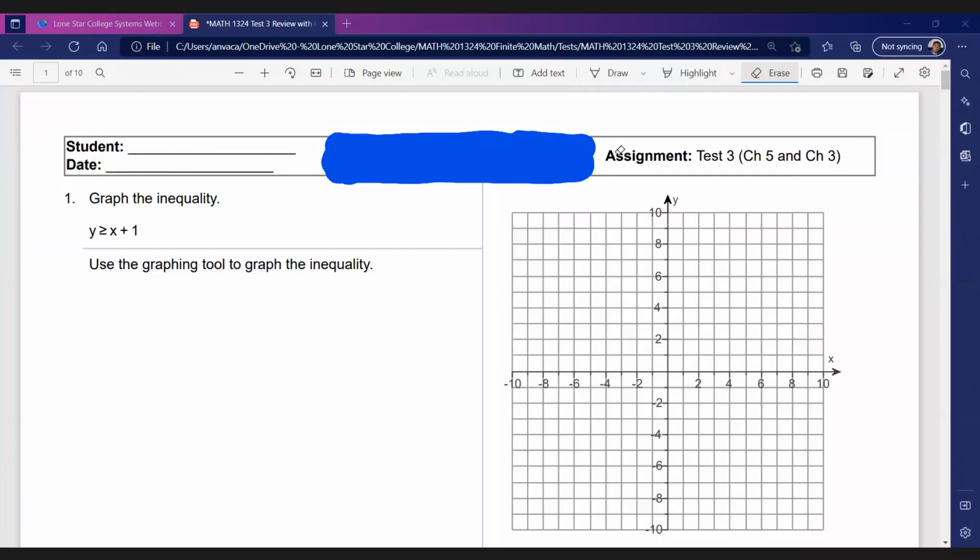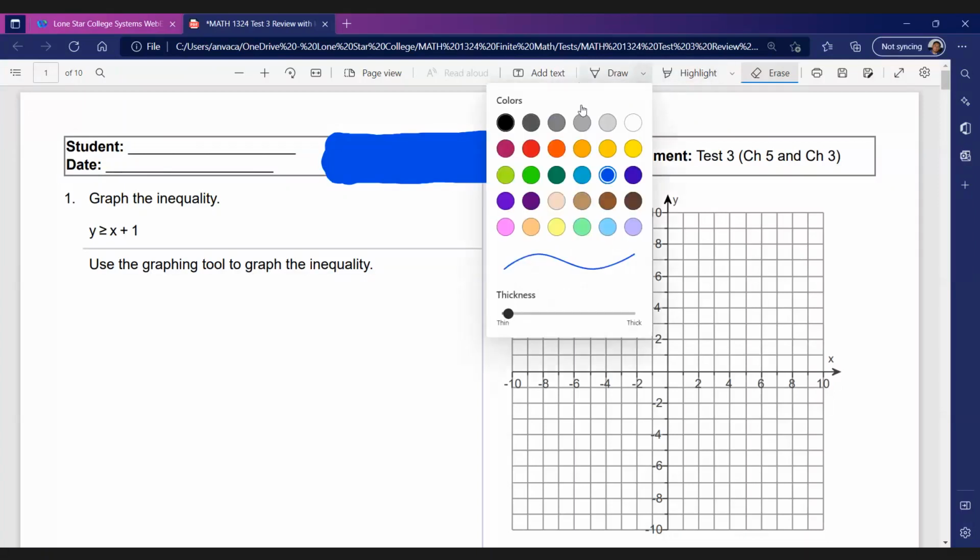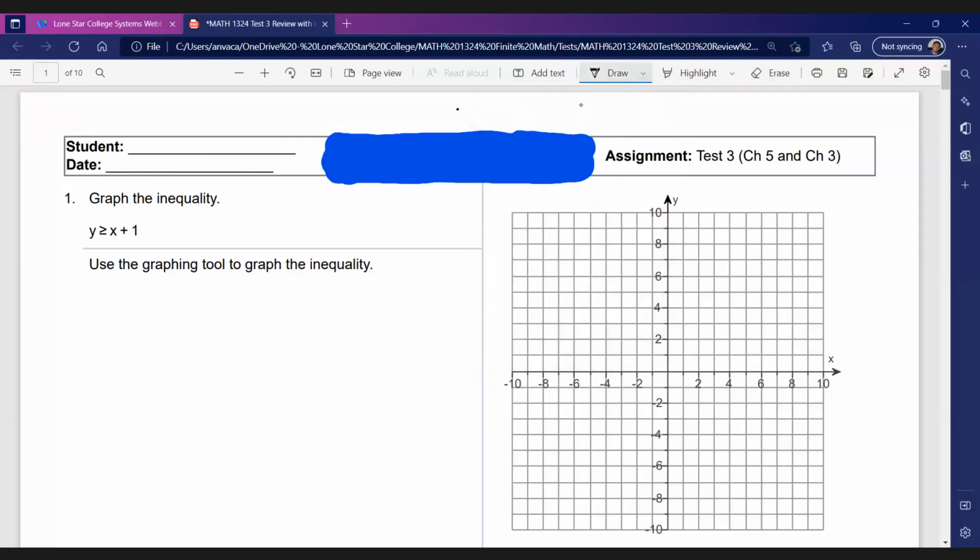All right, welcome students to another review. This will be the review part of what we learned in chapter 5. In chapter 5, we're talking about linear inequalities and systems of linear inequalities and eventually linear programming.